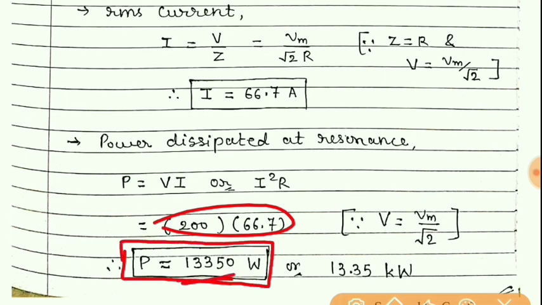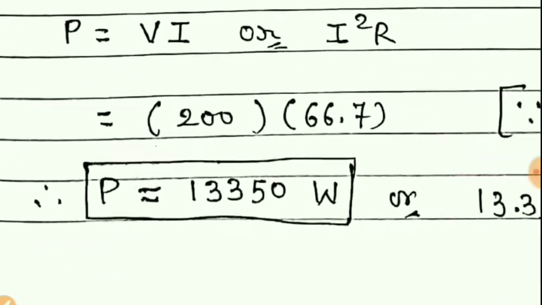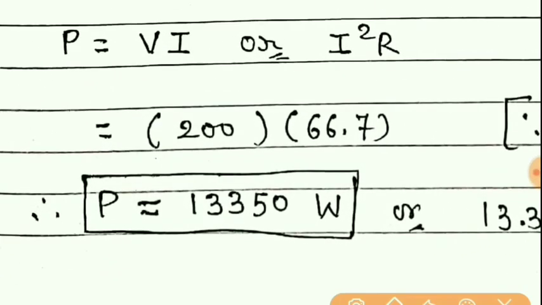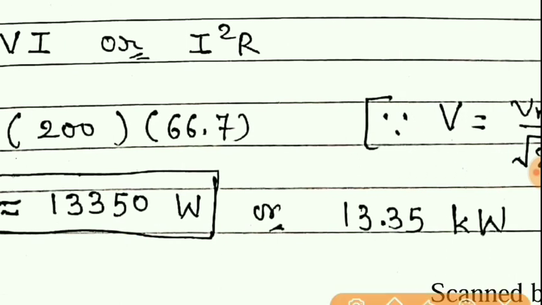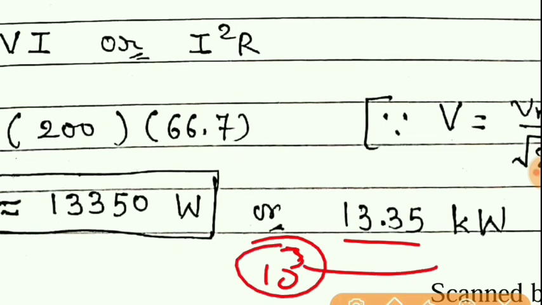This value can also be written as 13.35 kilowatt, just by putting the decimal point in place of here to this place. So we have moved 3 decimal places towards left side, and so it will be 13.35 into 10 raised to 3 watt, but 10 raised to 3 means it is kilo.